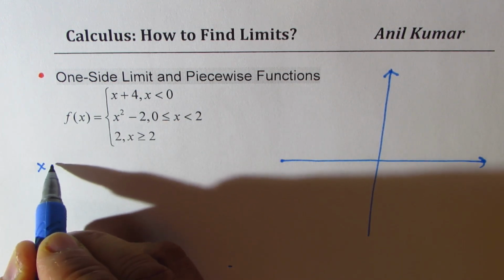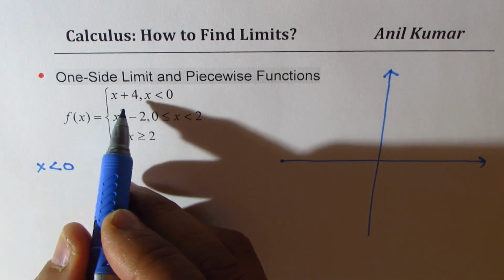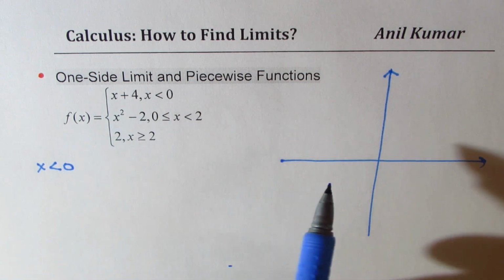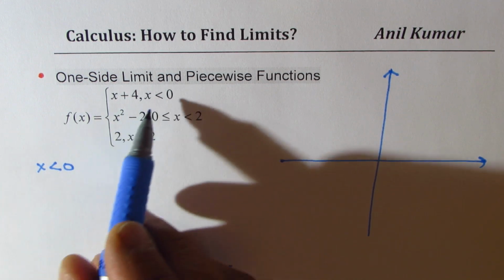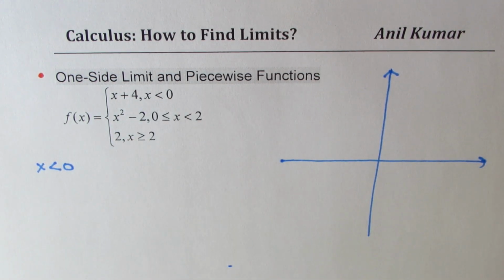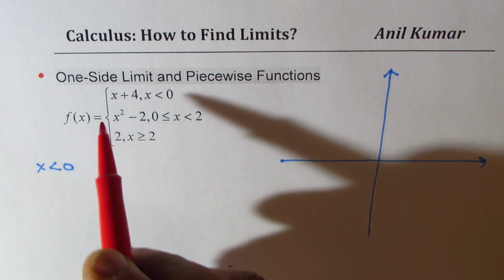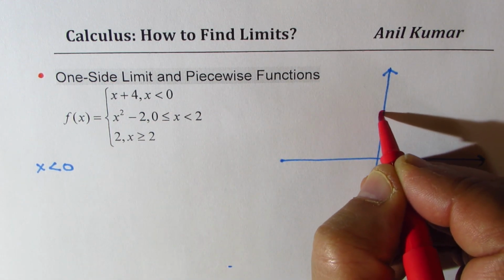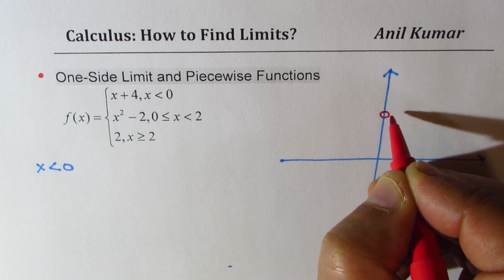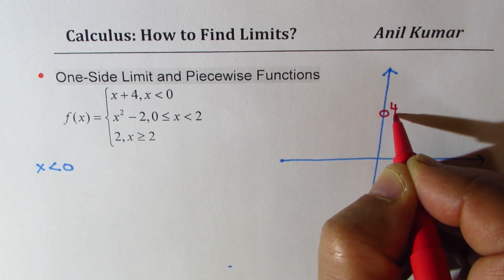So when x is less than 0, then it is a line, right? And it's not equal to 0. So if I write 0 here, then I get a point which is at 4. So at 4, I get this point. So this point is a hole which is at 4.